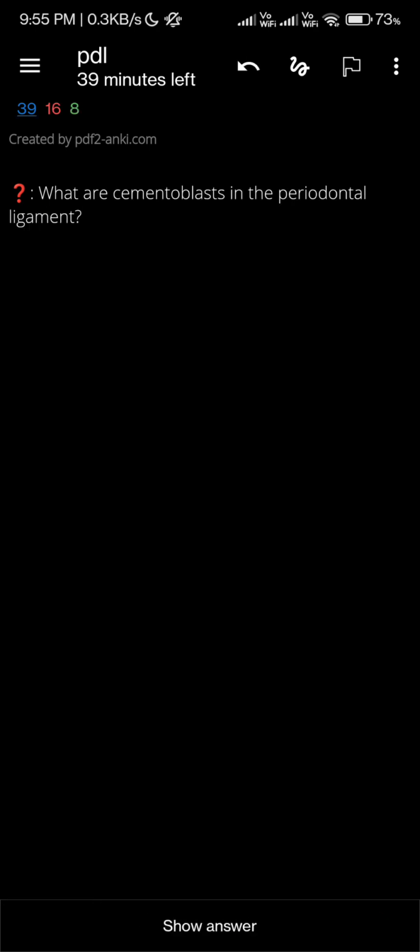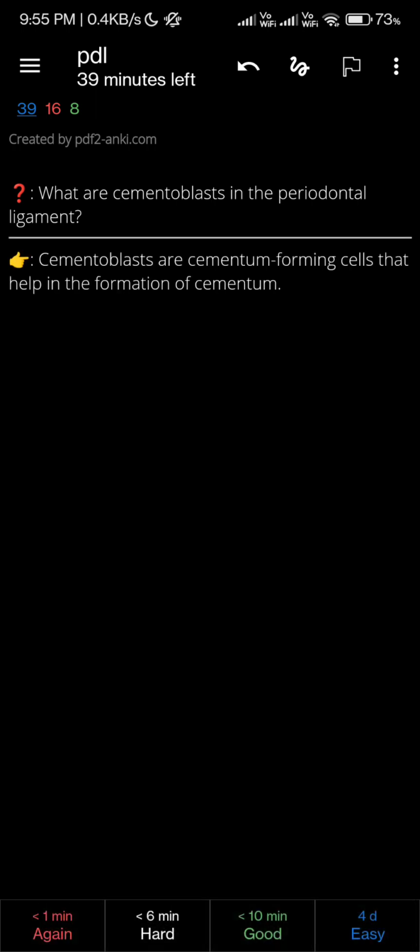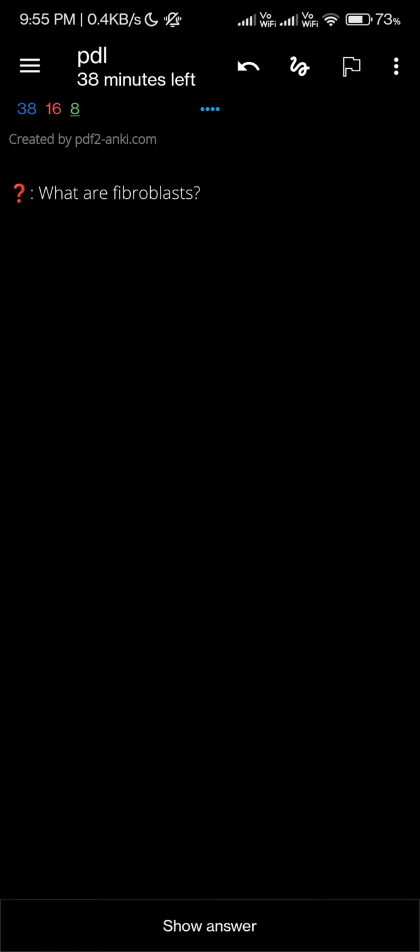What are cementoblasts in the periodontal ligament? They produce cementum and cover the root of the tooth. What are fibroblasts? Fibroblasts produce fibers and ground substance. The fibers are mainly collagen fibers, and they also produce collagenase enzyme. It helps regeneration of collagen and maintains the turnover of the collagen.